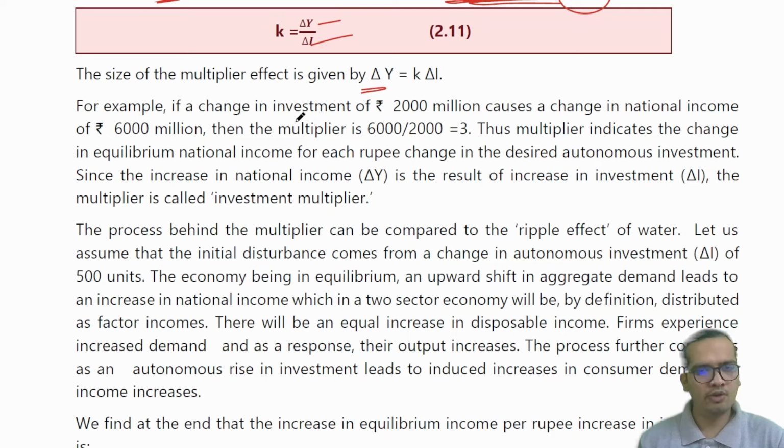For example, if a change in investment of 200 million causes a change in national income of 600 million, then the multiplier will be 6 by 2, that is 3. Thus the multiplier indicates the change in equilibrium national income for each rupee change in the desired autonomous investment.